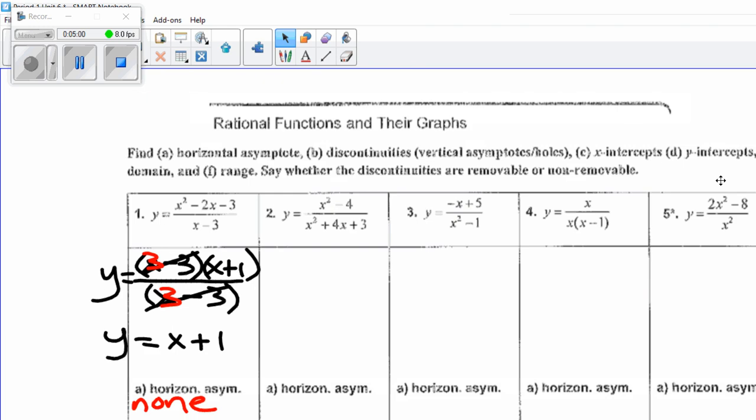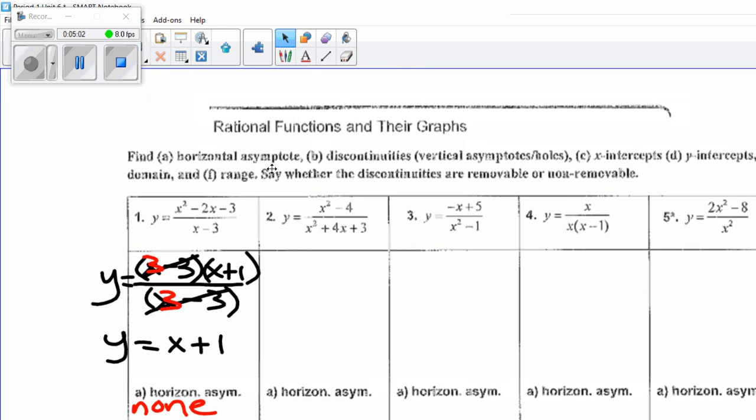I've got x squared on top and x to the third in my denominator. So my denominator is bigger, so it seems like I will have a horizontal asymptote. I'll put that into my Desmos.